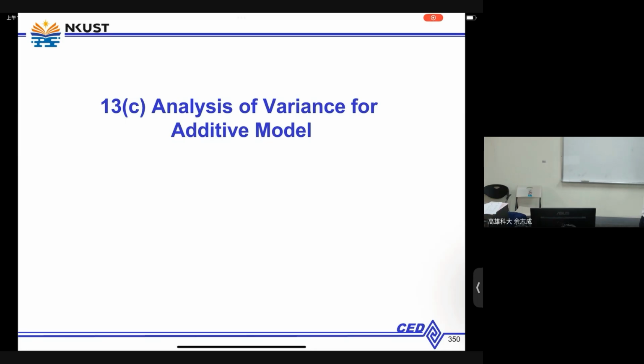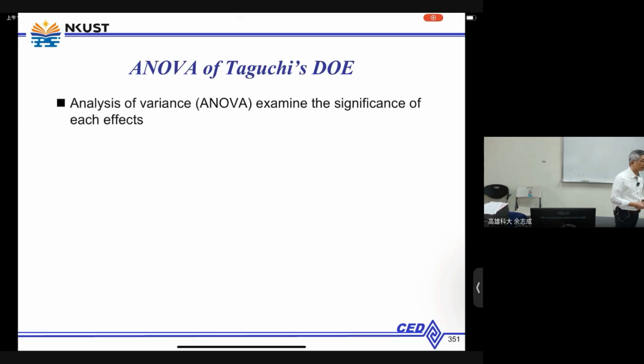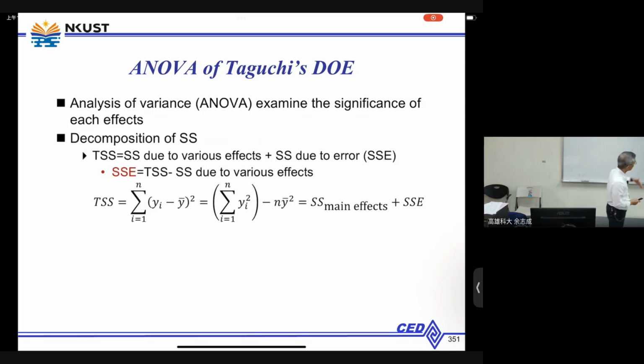Okay, let's continue the analysis of variance. Last week, we mentioned the ANOVA for the adaptive model. We already know how to calculate the sum of square for the main effects and the total sum of square. And this is the equation we are going to use. When we calculate the total sum of square, we can use this equation. And this will be the summation of the main effects and the sum of square due to error.